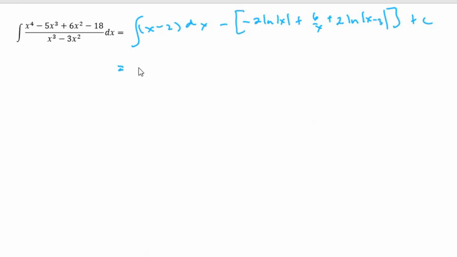So I can write now as x squared over 2 minus 2x, and then multiply now by using the distributive property of the negative sign. So let's multiply the negative to the inside of the bracket. So I have now positive 2 ln of the absolute value of x minus 6 over x minus 2 ln of the absolute value of x minus 3, and then plus a constant.